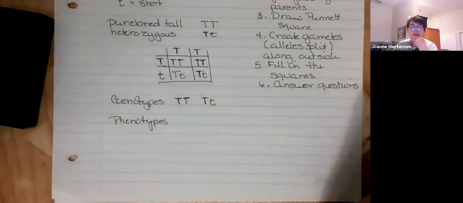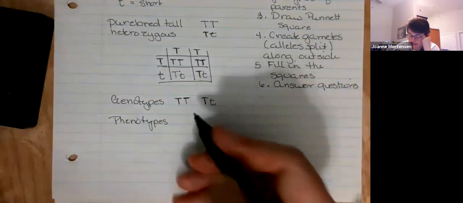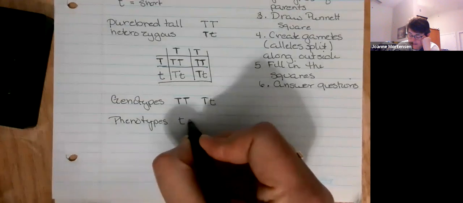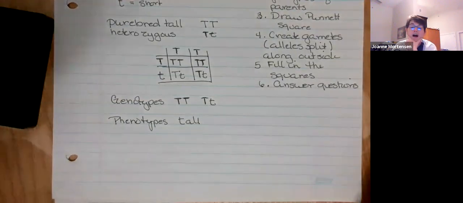And the phenotype of the offspring, well, what do they all look like? Well, you know what? This one's tall. So is that one. So everybody's tall. All the babies are tall. Ta-da! And that, my friends, is how you do a Punnett square.